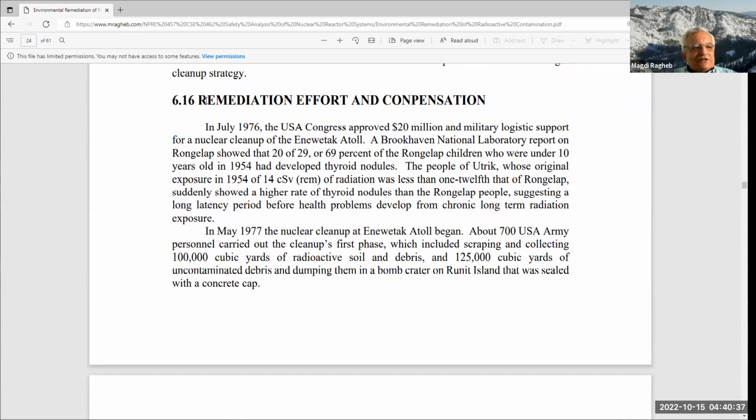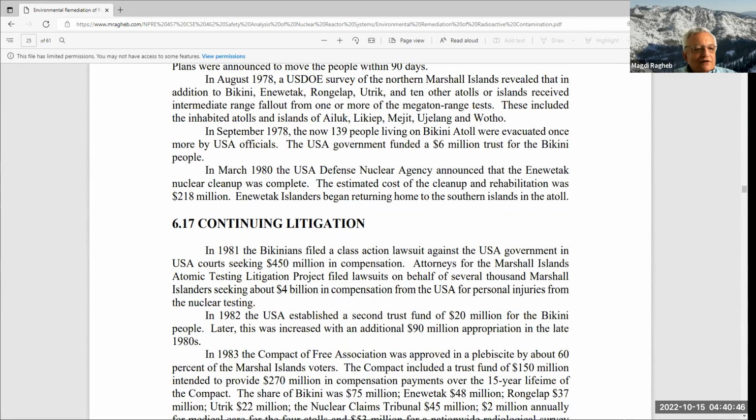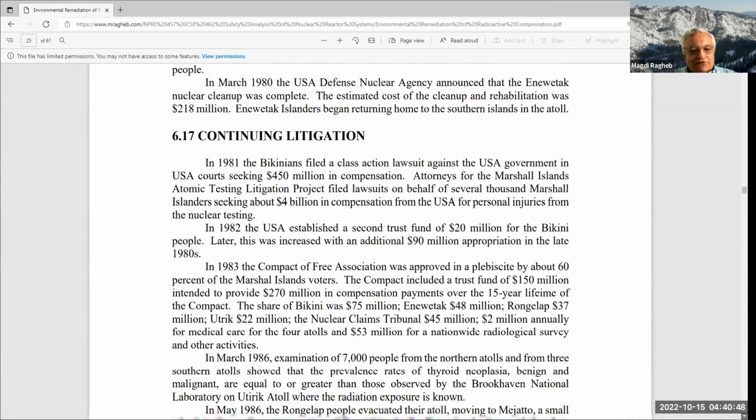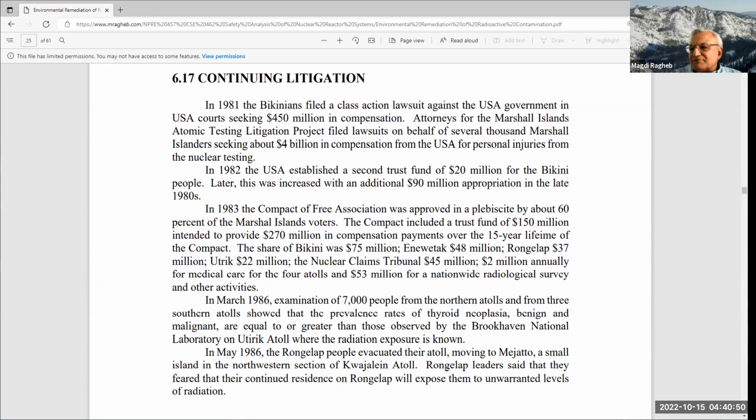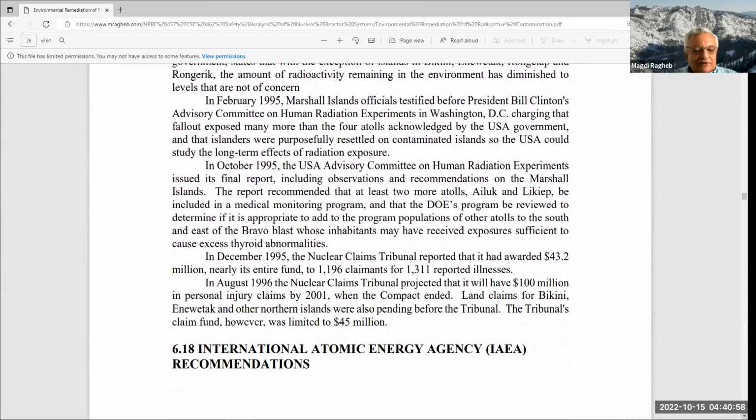So lots of remediation effort, as I suggested, has happened, and they were given compensation, but nothing can be a compensation for having them leave their home. And the process, if you want to read more about it, is still being litigated, meaning that it is still in the court. People there did not get enough compensation for the damage that was caused to them.